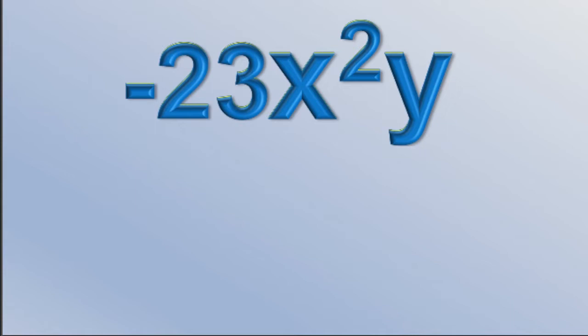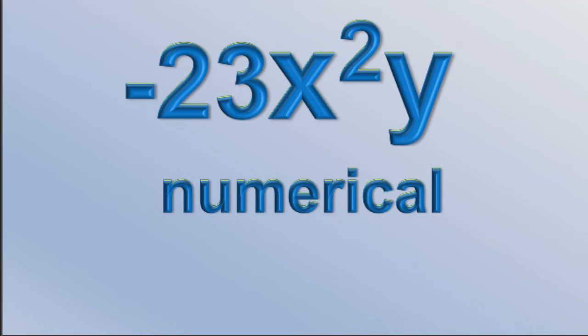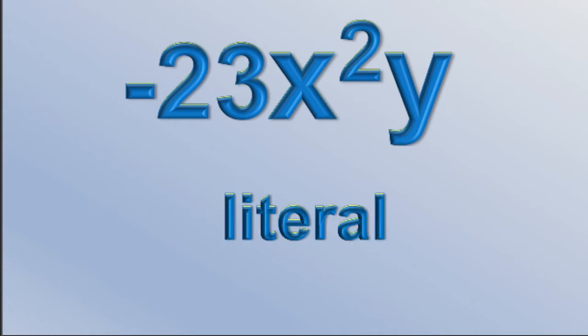Say for example, negative 23x squared y. The numerical coefficient of this term is negative 23. Actually, the numerical coefficient is the number that precedes the variables together with their exponents. And the literal coefficients are the variables together with their exponents.